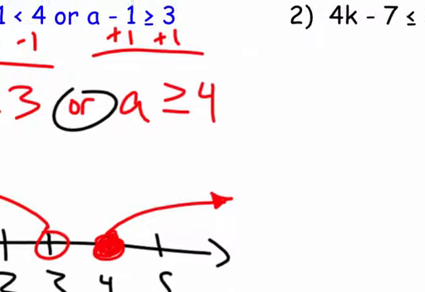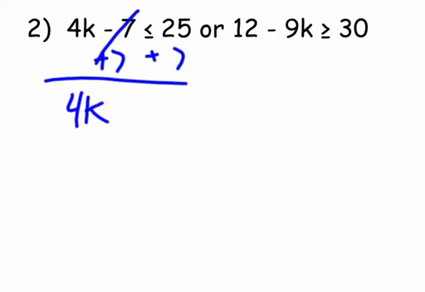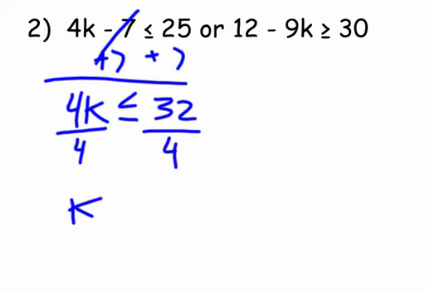Well, if I look at number 2 now, so let's do the left one first. Add 7, add 7. I'm left with 4k is less than or equal to 32. And then we divide by 4. So k is less than or equal to 8. And we bring down my or right away. So I know it's or, don't forget it.